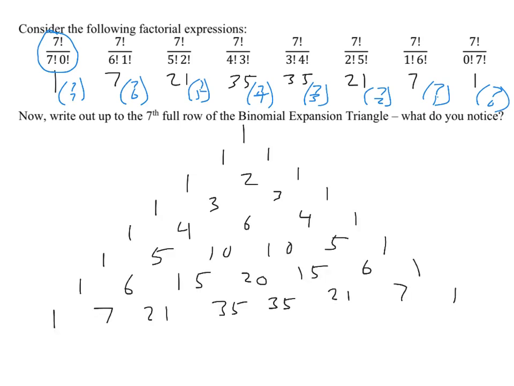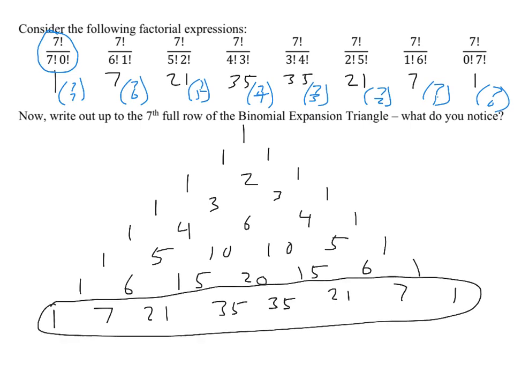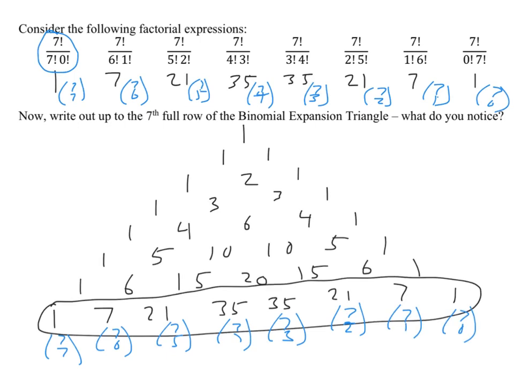So here it is. It turns out that the binomial expansion triangle, while it has all of its own cool patterns within itself, is basically full of these combinatorial coefficients. This 7th full row here is full of all of the combinatorial coefficients that have a 7 on the top. This first one here is 7, 7. This one here is 7, 6. This one's 7, 5. This one's 7, 4. 7, 3. 7, 2. 7, 1, and 7, 0.